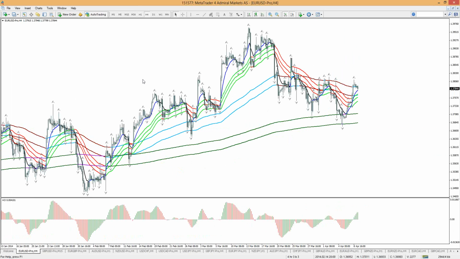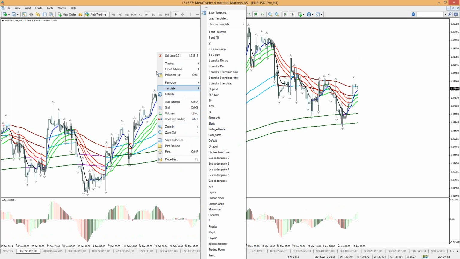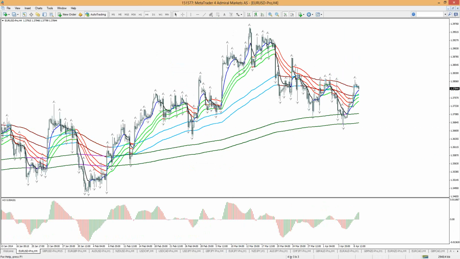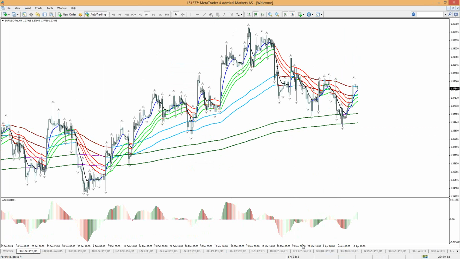Let's start with the euro dollar. Let's see, we're looking specifically for fibs, so I'll reduce the number of moving averages here that we see, and I'll use probably even a different template. So we're focusing primarily on fibs.